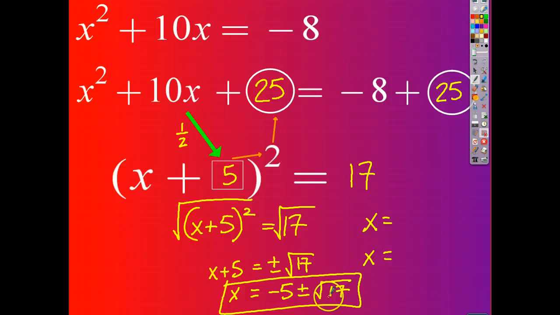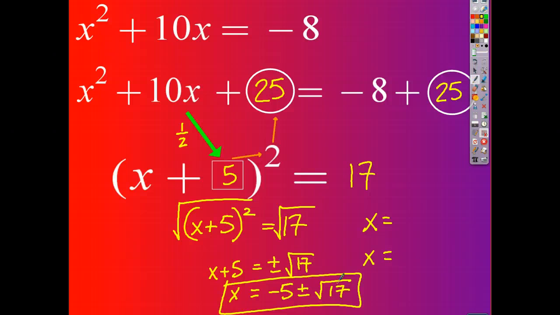Well, let's think about this. Let's just estimate. The square root of 17, okay, is going to be a little bit more than 4. Okay, we can basically just say it's going to be a little bit more than 4. So if you do -5 plus 4, you're going to end up real close to -1. And then if I do -5 minus the square root of 17, which is right minus about 4, I'm going to get a little bit more than -9. So let's just keep that in mind.